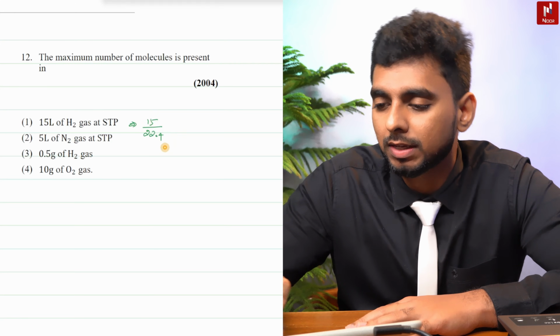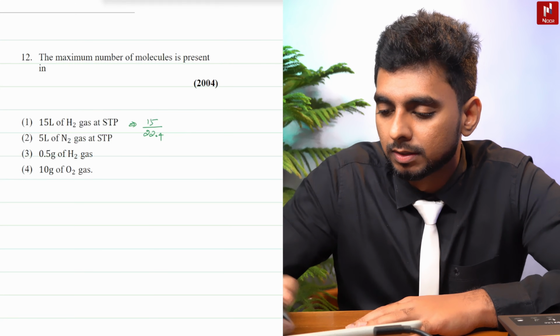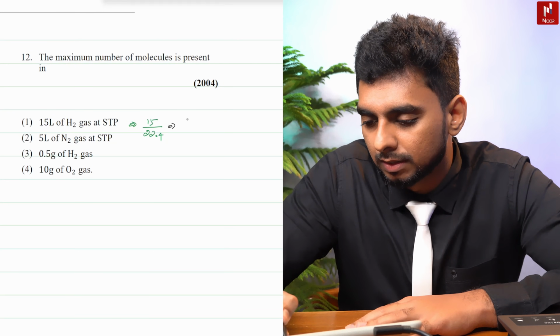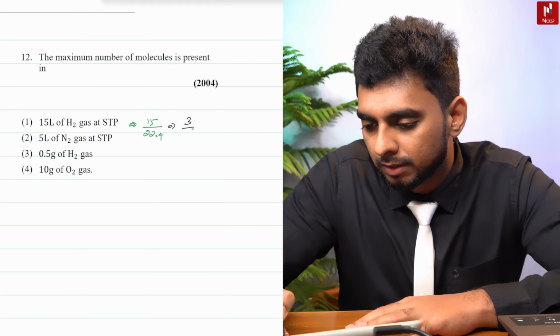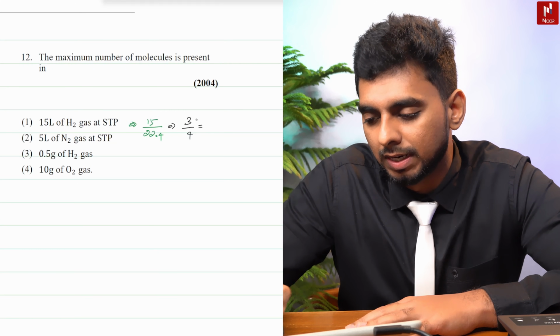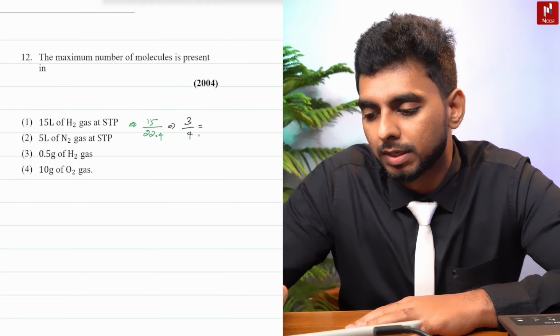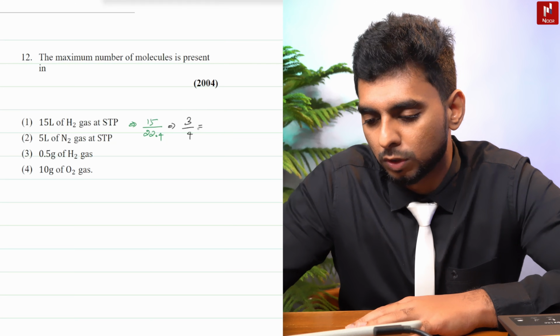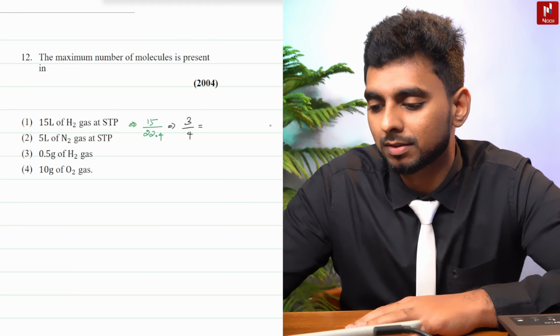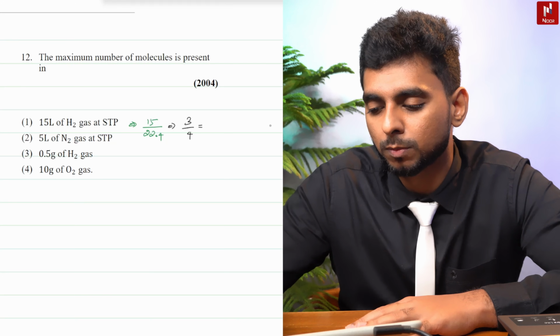15 divided by 20 will give you 3 by 4, isn't it? 15 divided by 20 will give you something like 3 divided by 4. If it was 3 divided by 4, that will be equal to 0.75. Yes, it's like 3 quarter, therefore that will be equal to 0.75.